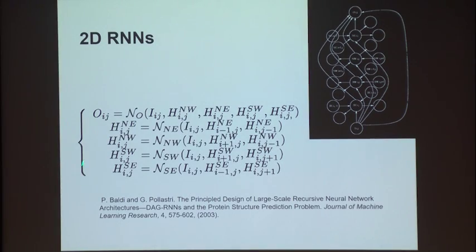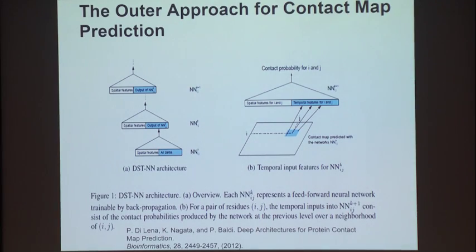So this is the system. It reduces to 5 recursive neural networks, and that's what you get when you do this inner approach. I'm skipping all the details. If you want to do an outer approach on contact map prediction, we have done that too.